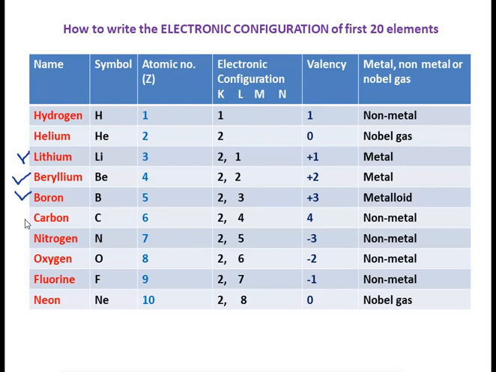Now we have carbon. The symbol of carbon is capital C. Atomic number is 6. So 6 protons and 6 electrons, 6 protons in the nucleus and 6 electrons in the shells. 2 will be in the K shell, and after that 6 minus 2, 4 electrons are left that are present in the L shell. So these 4 electrons can be shared with the other element to become stable. So carbon is a non-metal.